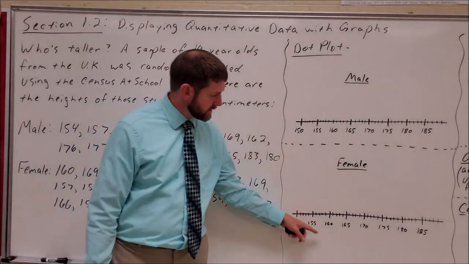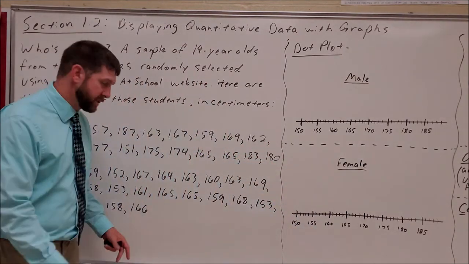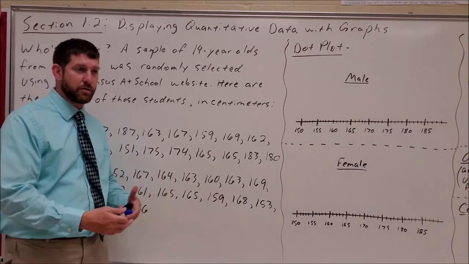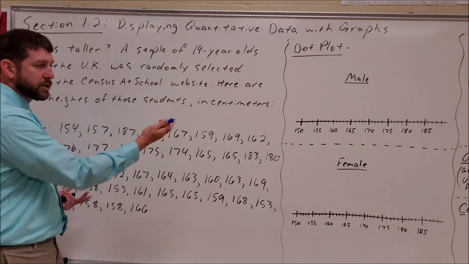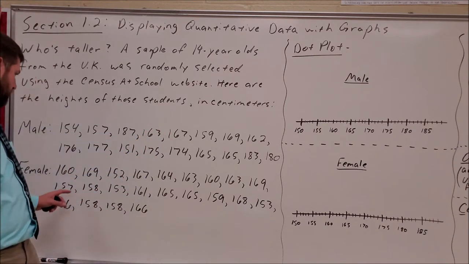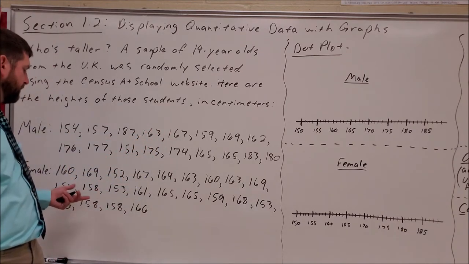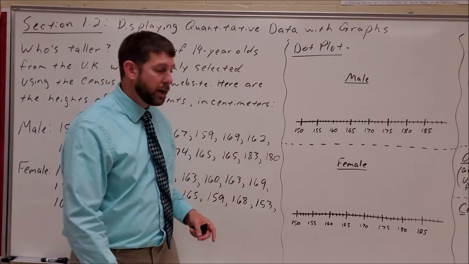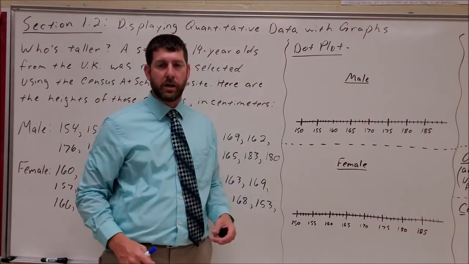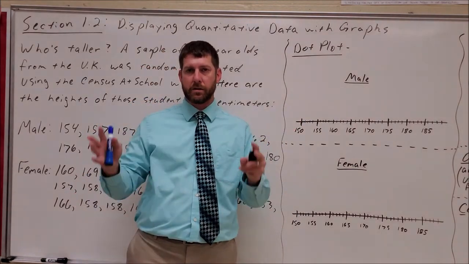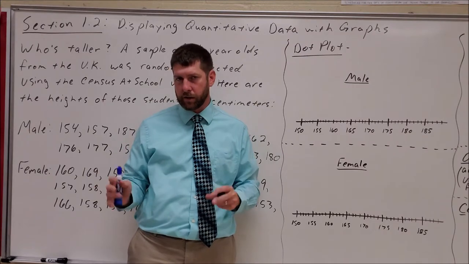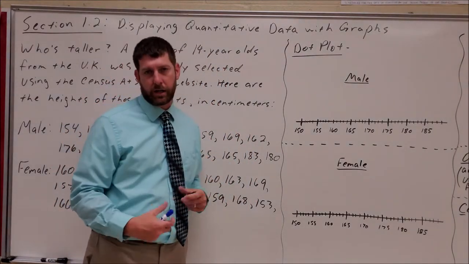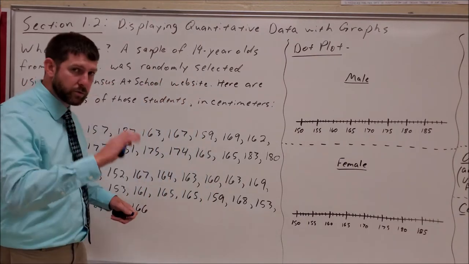Now the reason I've got the exact same scale with the females, even though they're considerably smaller, well, we don't know for sure they're smaller, but you look at them and they don't have 187 for anything. The tallest female is, I think, 169 centimeters. I have them the same because if I'm going to compare these in a little while, I like having the same number lines so I can see where they're located relative to each other. Let's start with the male. I'll show you how to do the dot plot, and I'll let you try to get the female dot plot on it. It's really straightforward.